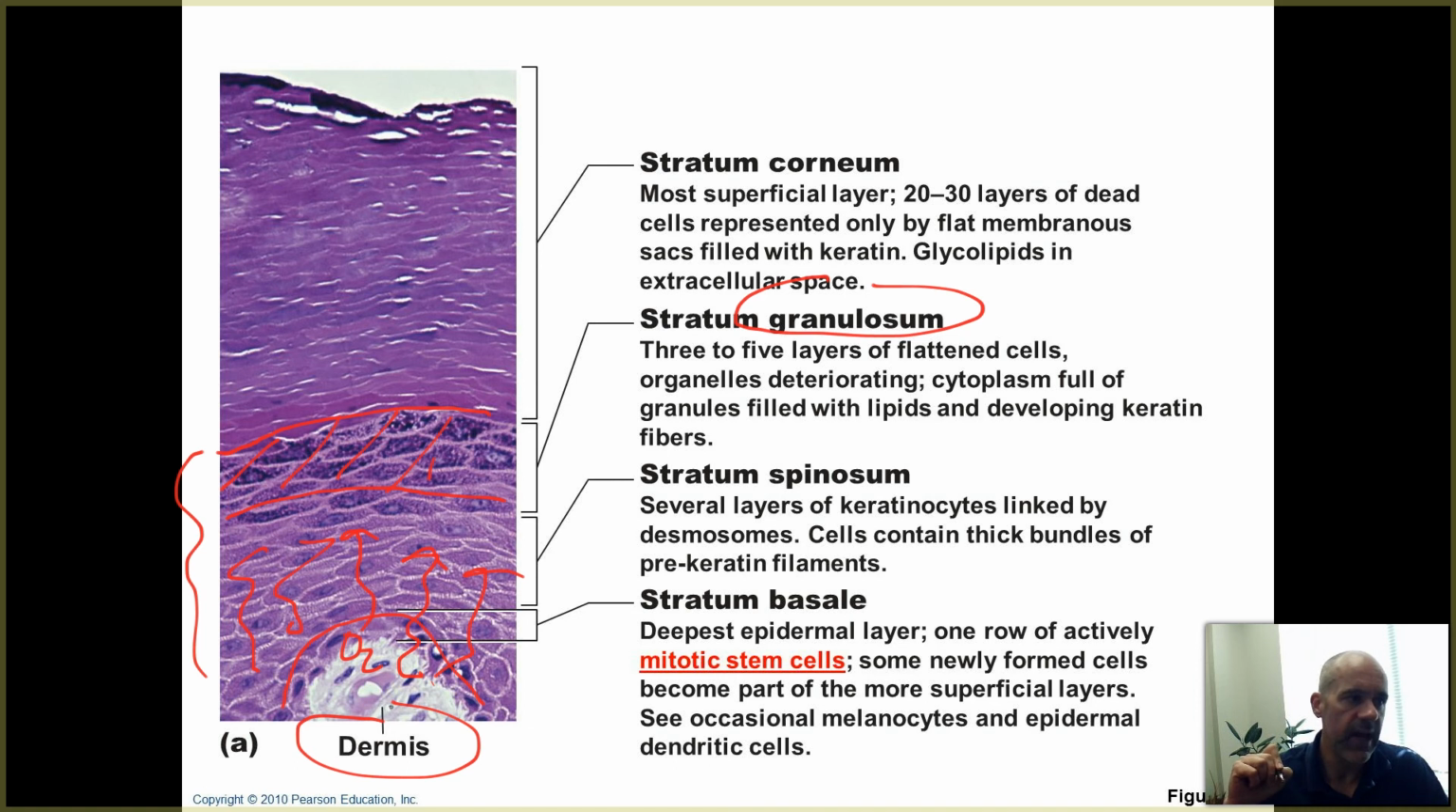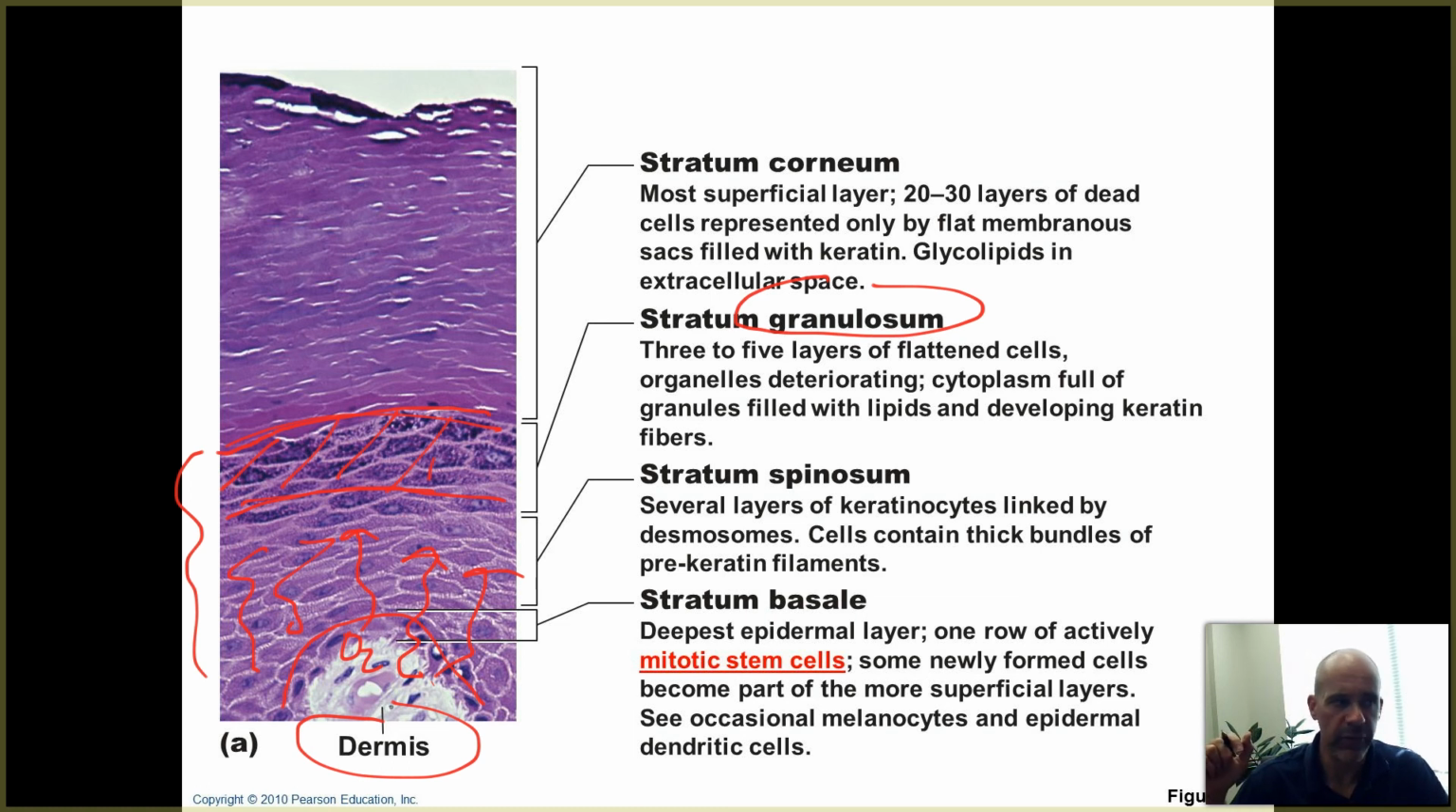So guess what's happening to the cells once you get up in here. They are so far away from the blood supply down in the dermis, they no longer have access to nutrients and oxygen gas, and so those cells actually die. So when you get to the stratum granulosum, the cells are deteriorating.